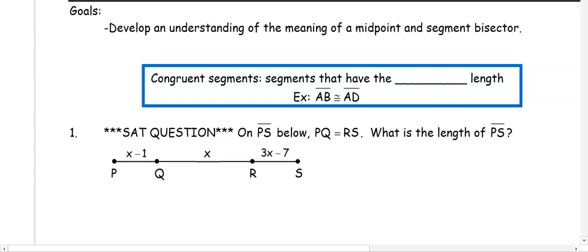This video is about developing an understanding of the meaning of a midpoint and a segment bisector. First we're going to talk about some vocab that leads into midpoints. The first thing is congruent segments. Congruent segments are segments that have the same length. For example, we would say AB is congruent to AD. That means the length of AB is equal to the length of AD.